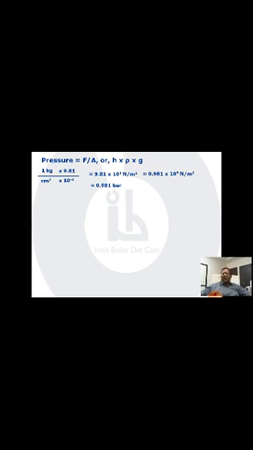And if you have 1 bar, it's vice versa, 1 by 0.981, that will be 1.0197. You can take 1.02 approximately as the conversion of bar to kg per centimeter square.